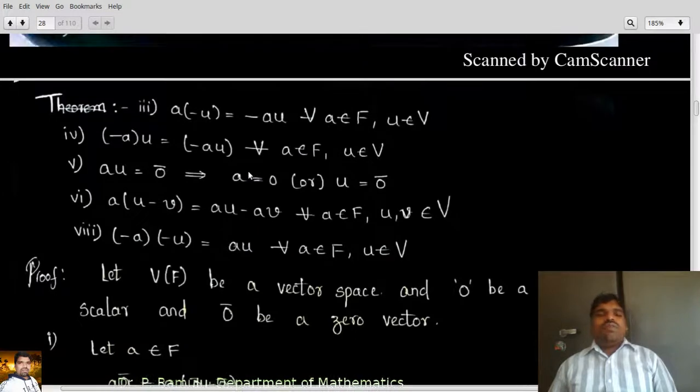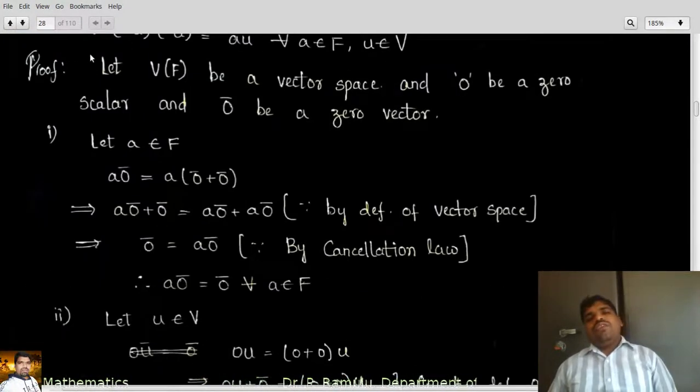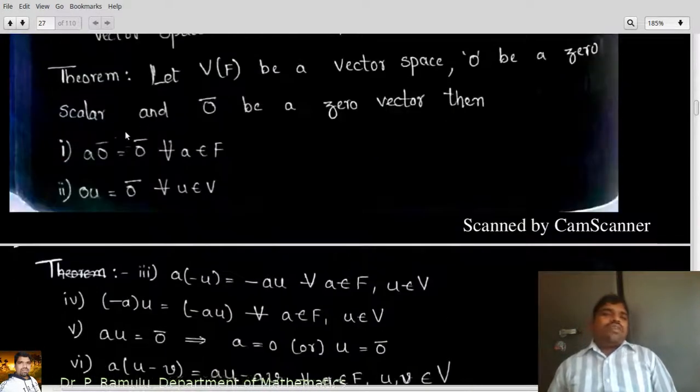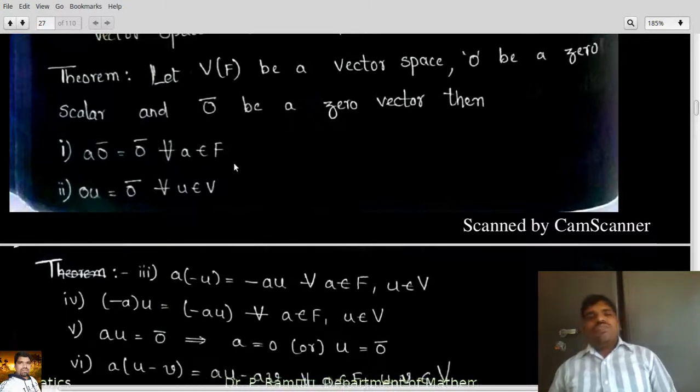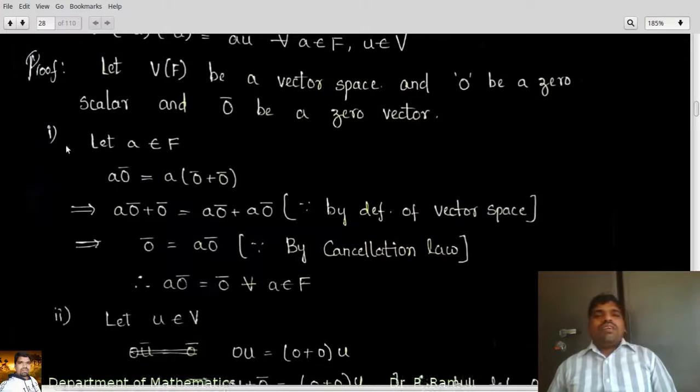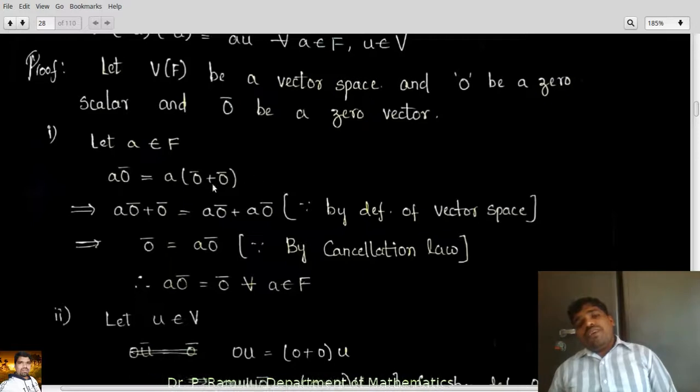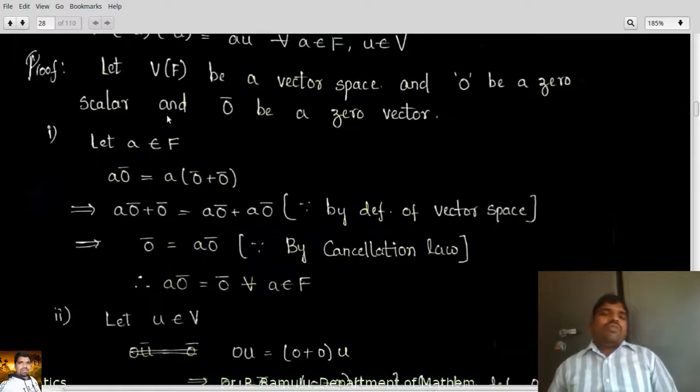Now for the proofs of these theorems. Let V over F be a vector space, 0 the scalar zero, and 0 bar the zero vector. The first condition: I want to prove that a into 0 bar equals 0 bar for all a belonging to F. Let a belong to F. I consider a into 0 bar, where 0 bar is nothing but 0 bar plus 0 bar. So a into 0 bar equals a into 0 bar plus 0 bar, because 0 bar is the identity vector in V over F.